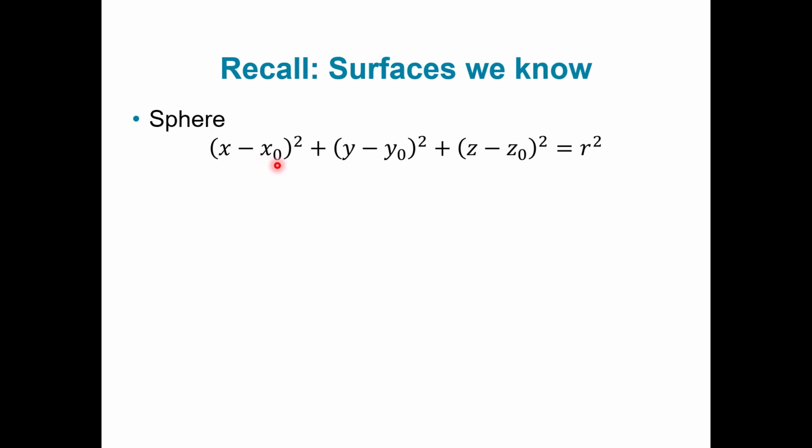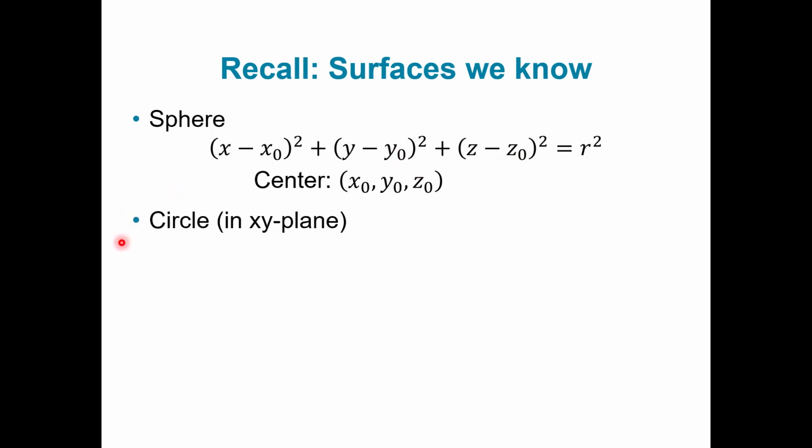We have (x - x₀)² + (y - y₀)² + (z - z₀)², which equals the radius squared. And so this is our notation. And we can tell by looking what the center of the sphere would be. It would just be this number, (x₀, y₀, z₀).